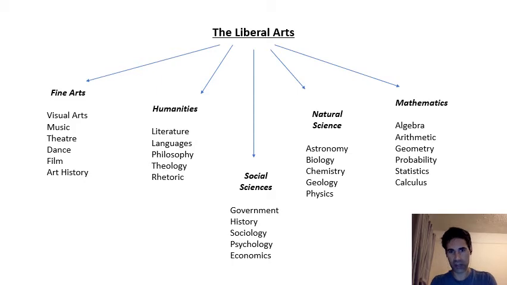Now, here are our five areas of the liberal arts. We have the fine arts, humanities, social sciences, natural science, and mathematics. So in other words, in your liberal arts curriculum, you are going to be touching upon each of these areas. So you'll be required to take something in the fine arts, like something in visual art, music, theater, etc. You have to take something in humanities, like literature, languages, philosophy, maybe even theology or rhetoric. The social sciences, like government, history, sociology, psychology, economics. The natural sciences, like astronomy, biology, etc. And of course, you'll have to take, well, in this case, one math course, something in algebra, arithmetic, geometry, etc.